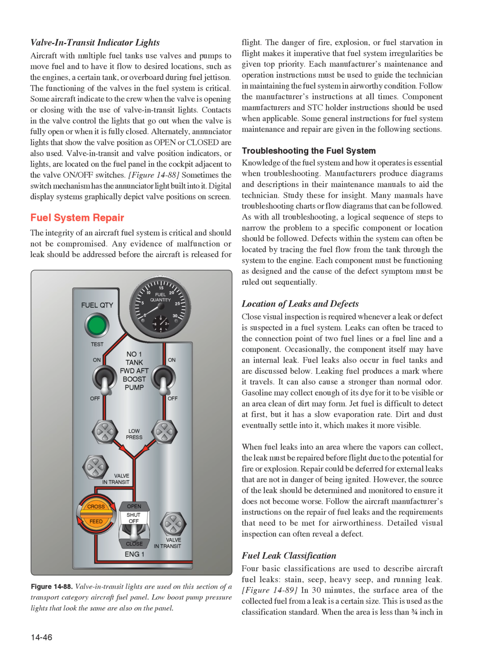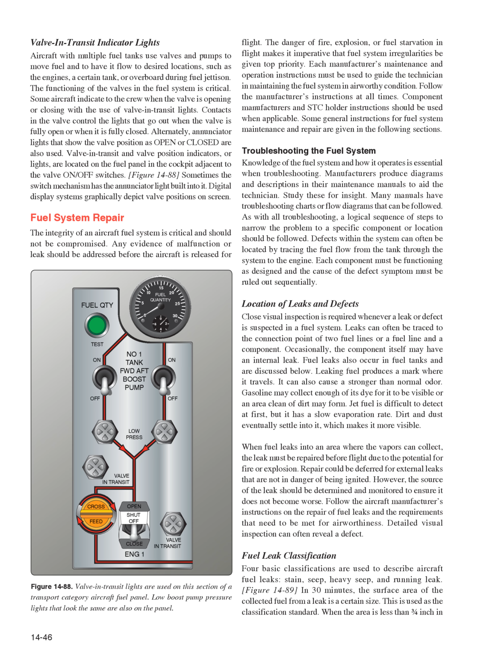Location of leaks and defects. Close visual inspection is required whenever a leak or defect is suspected in a fuel system. Leaks can often be traced to the connection point of two fuel lines or a fuel line and a component. Occasionally, the component itself may have an internal leak. Fuel leaks also occur in fuel tanks and are discussed below.